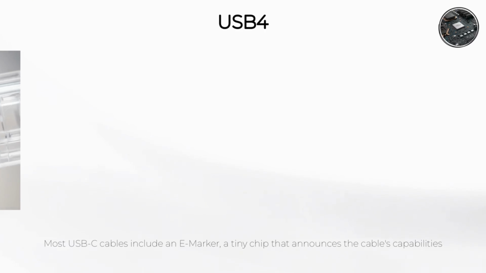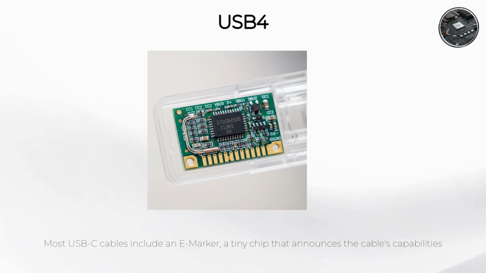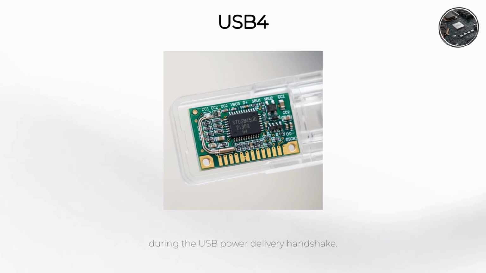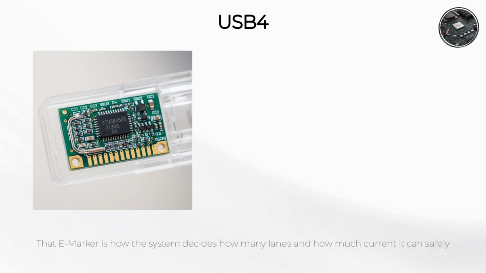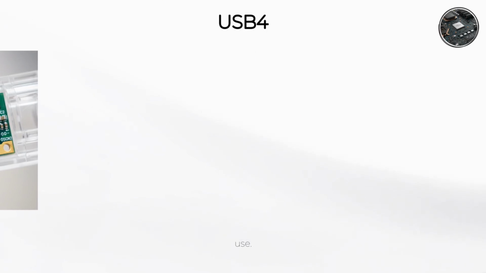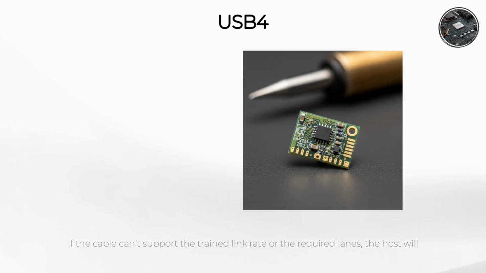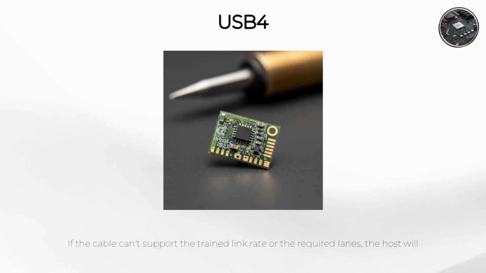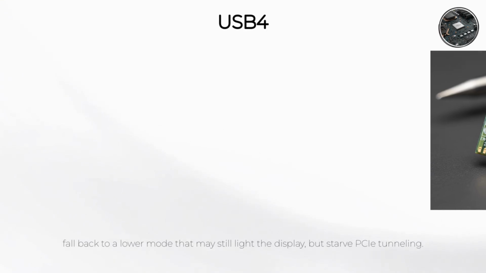Most USB-C cables include an E-marker, a tiny chip that announces the cable's capabilities during the USB power delivery handshake. That E-marker is how the system decides how many lanes and how much current it can safely use. If the cable can't support the trained link rate or the required lanes, the host will fall back to a lower mode that may still light the display but starve PCIe tunneling.